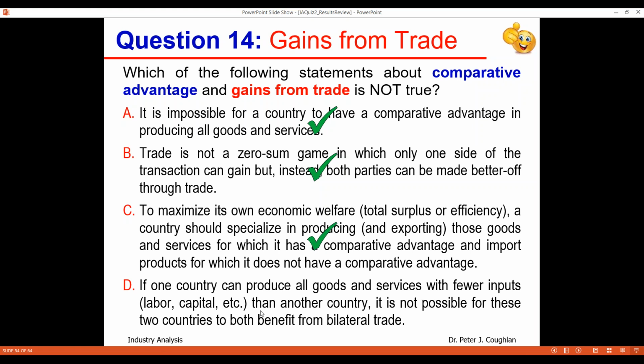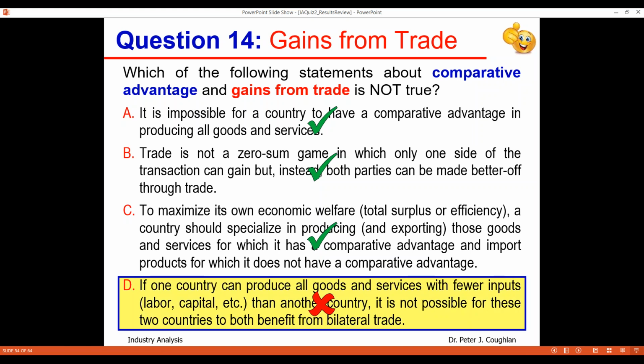That's true as well. And finally, if one country can produce all goods and services with fewer inputs, labor, capital, etc., than another country, it is not possible for these two countries to both benefit from bilateral trade. No, that is not true. We just saw that with the example. Even though South Korea could produce both cameras and wheat at lower cost with fewer inputs, it still could benefit from trade because it does not have a comparative advantage in everything. So the answer here is D, question 14.